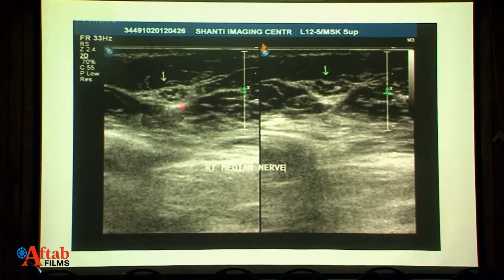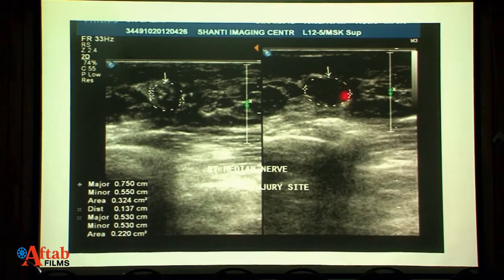This is in transverse section. This is edematous nerve fibers at the site of injury, and distally, as you see, this is a neuroma formation.